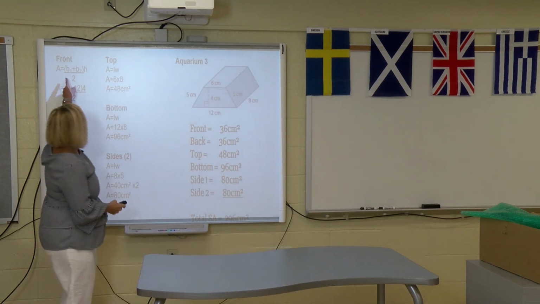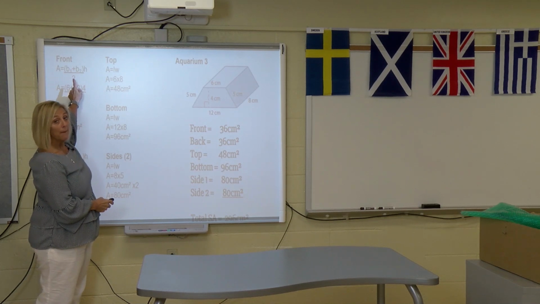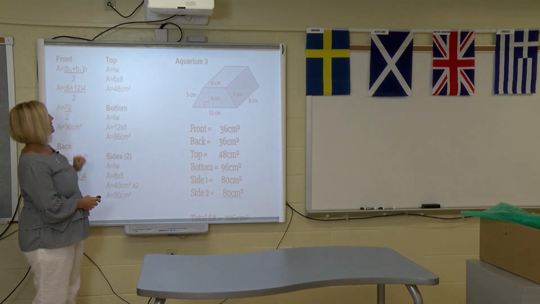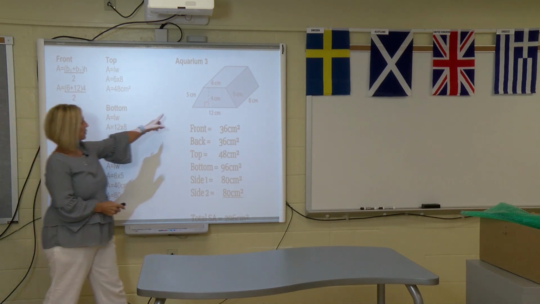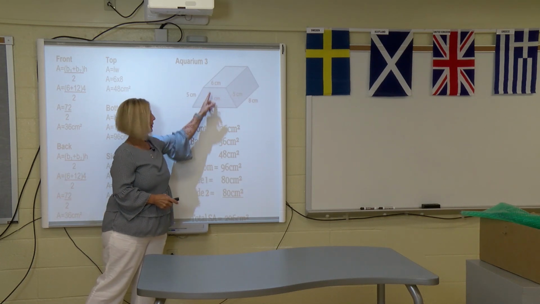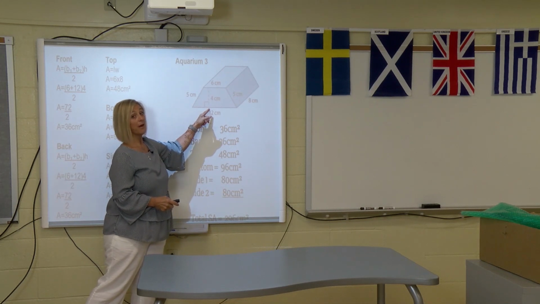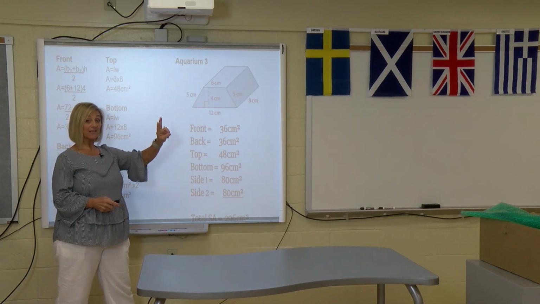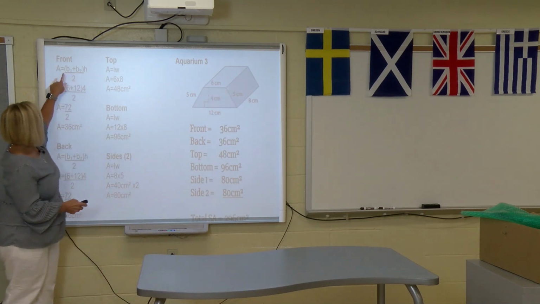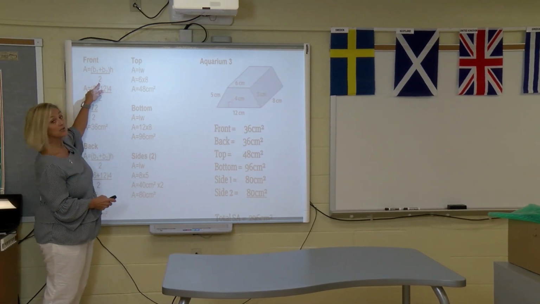Right here on our trapezoid, it's base 1 plus base 2 times the height divided by 2. Now we have 2 matching trapezoids, one on the front and one on the back. So let's look. Base 1 plus base 2 times the height divided by 2.